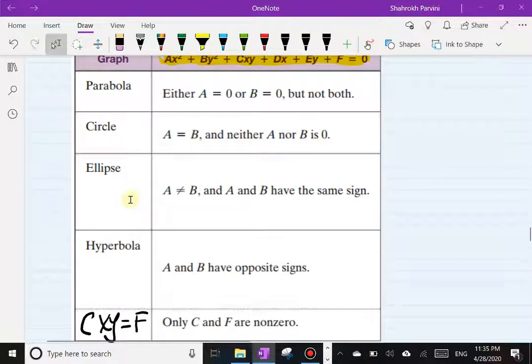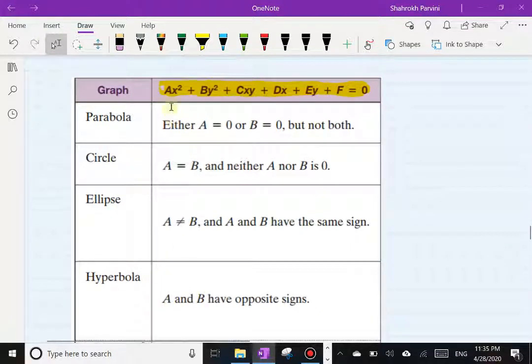And if a and b have opposite signs, like 2 and -5, or -7 and 8, as long as a and b have opposite signs, the graph forms a hyperbola. Now remember, it all depends on a and b. The a and b determine which of these 4 conic sections we're going to have.